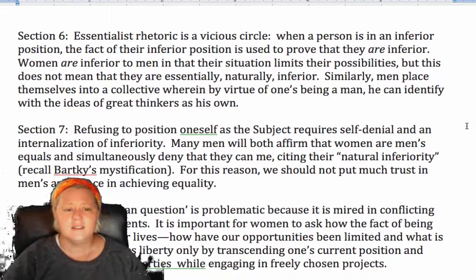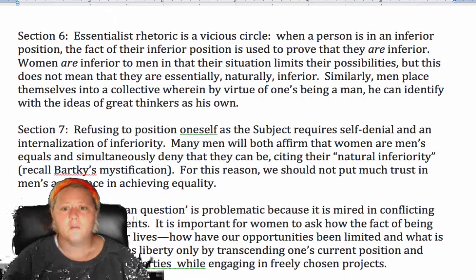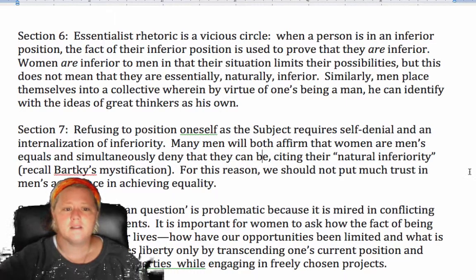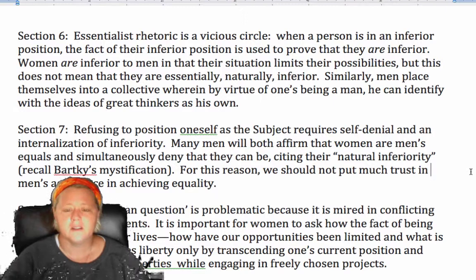Section 7. Refusing to position oneself as the subject requires self-denial and an internalization of inferiority. Many men will both affirm that women are men's equals, while simultaneously denying that they can be their equals. They cite their natural inferiority. Recall, again, Bartke's mystification, the naturalization of women's gender roles. For this reason, we should not put much trust in men's assistance in achieving equality.